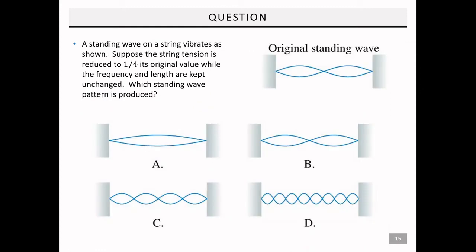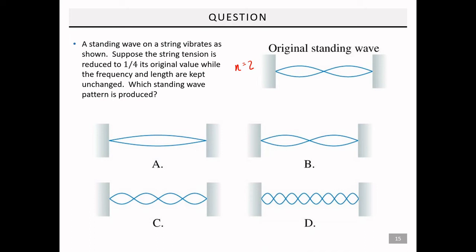In this problem, we start with the standing wave at the top that has a mode number of 2. Then we reduce the tension in the string to 1/4 its original value, but we keep the frequency and the length of the string the same. So the question is, which of the patterns at the bottom is the result? Unpause it when you're ready.